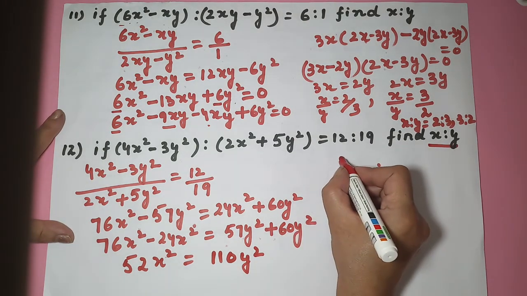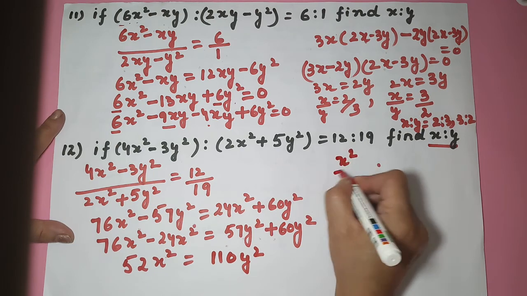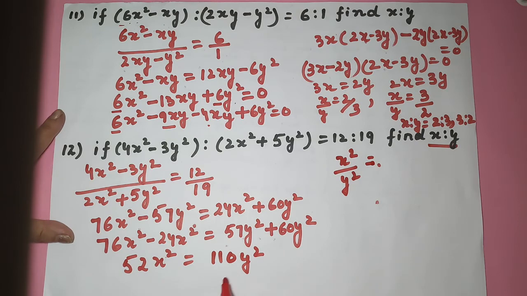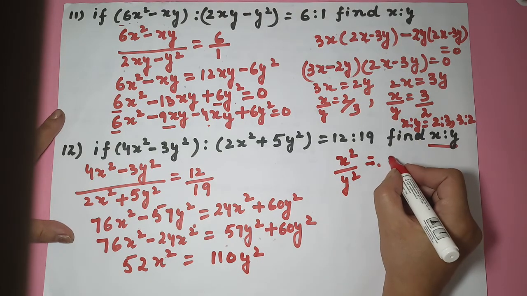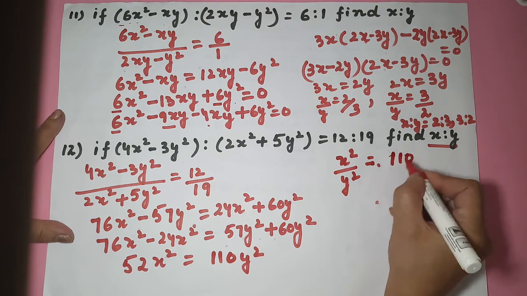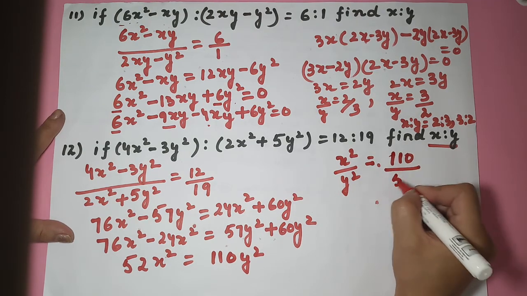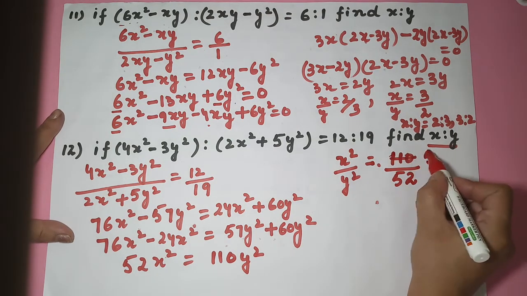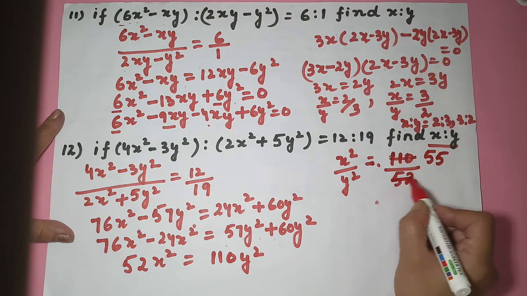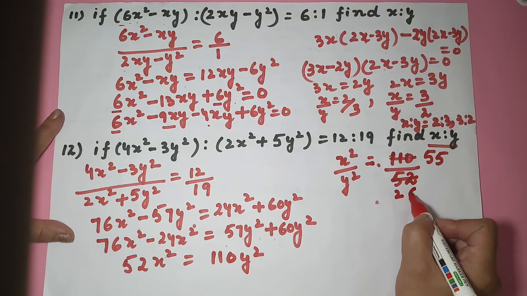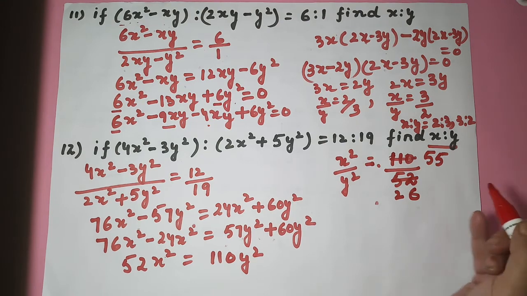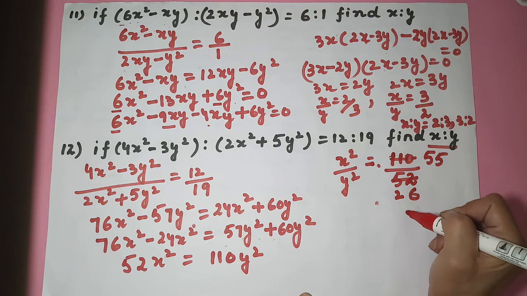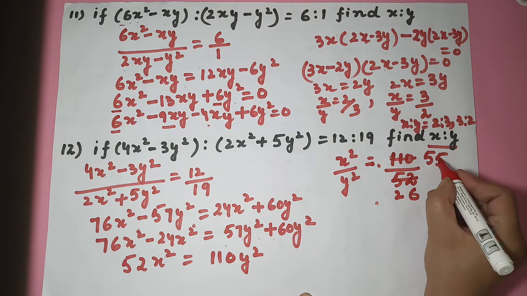So what will you do? You will write x square by y square as this 52 will go down here and this y square will come here. So you will have 110 divided by 52. So let's simplify this. 2 5s are 10, 2 5s are 10, 2 2s are 4, 2 6 are 12. So here you are going to get 55 upon 26.